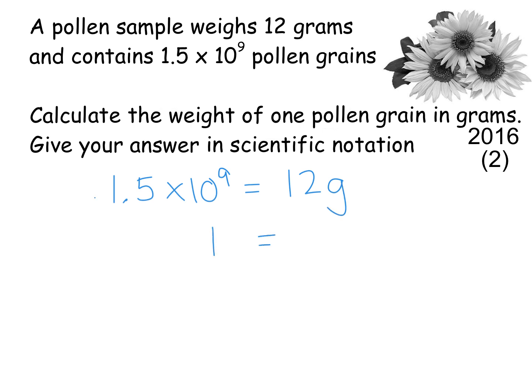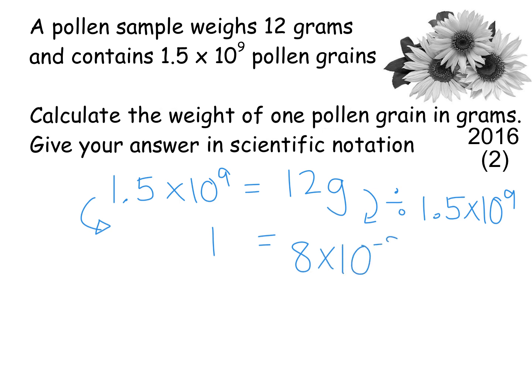So I'm going from this really big number to 1, so I am dividing by this really big number. The sum is 12 divided by 1.5 times 10 to the power 9. So I'm going to go to my calculator and do 12 divided by 1.5, the button 9. It gives it in scientific notation already for me, which is 8 times 10 to the power minus 9. So it's saying that a pollen grain is this teeny number, 0.000000008 basically.